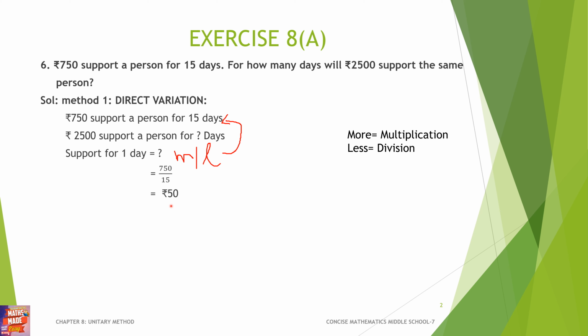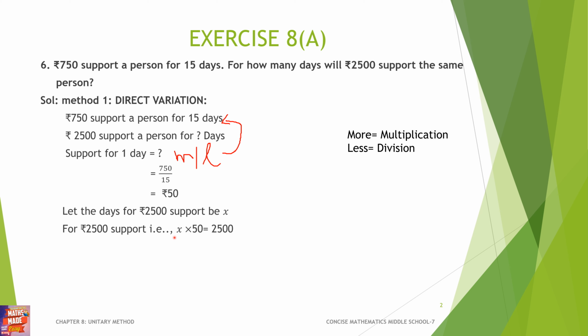Now we got it for 1 day. Now we have to find out for how many days. We don't know the days itself, so we are going to assume the days as x. Let the days for rupees 2500 support be x. Now see, he is having 2500 money, and for how many days will he support? So for 2500, support is x into 50.